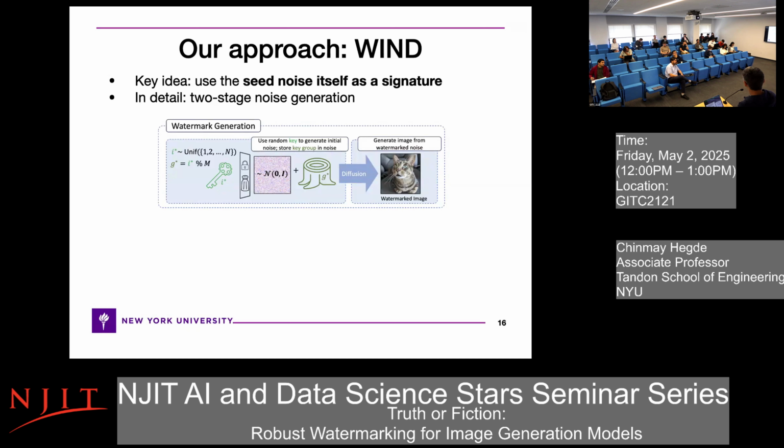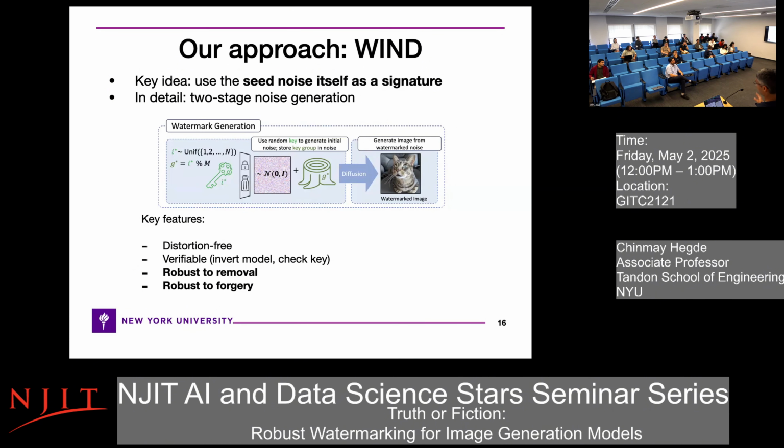So this is basically the idea. We do not need to imprint any special key on top of the noise vector as the previous method did. We use the noise vector itself as the key. So this turns out to be both robust to removal as well as robust to forgery. And you can empirically verify this, as we did in our paper.